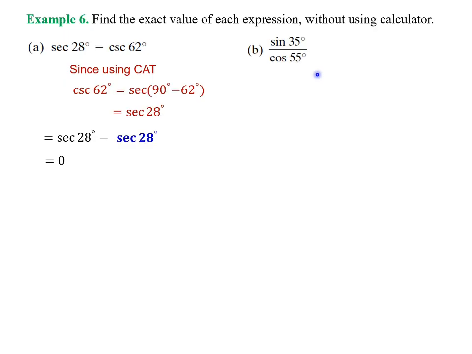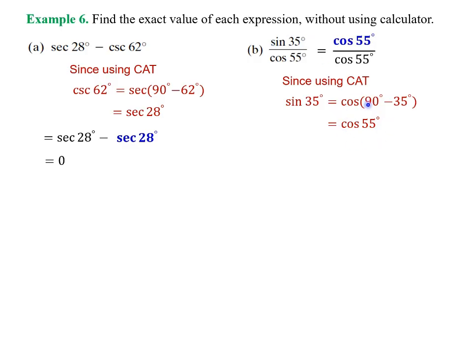For example, I will be using the numerator, sine 35. To be able to use the CAT, the cofunction of sine is cosine, and for the complementary angle of 35, I will subtract 35 from 90 to get 55 degrees. So the value of sine 35 is equal to the value of cosine 55. Now we're going to place this in the numerator. So that's it. You don't need a calculator. Cosine 55 degrees divided by cosine 55 degrees is equivalent to 1. So that's how you will be using the CAT.